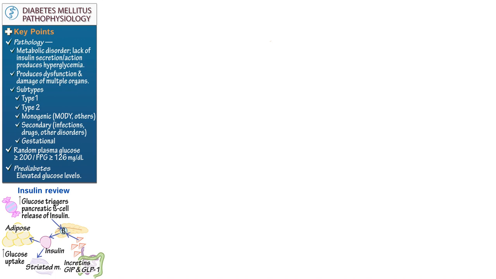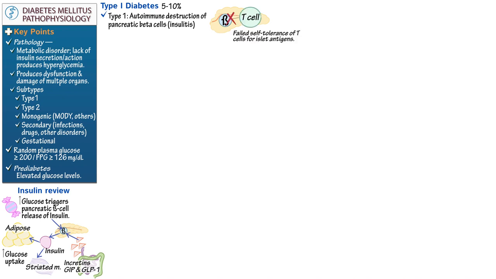Now let's learn about type 1 diabetes, which accounts for 5 to 10% of all diabetes mellitus cases. First, indicate that type 1 diabetes is caused by autoimmune destruction of pancreatic beta cells. Insulitis is often visible in pancreatic tissue samples. We show that T cells with failed self-tolerance for islet antigens mediate this destruction. For a review of T cells and self-tolerance, see the links in our notes.